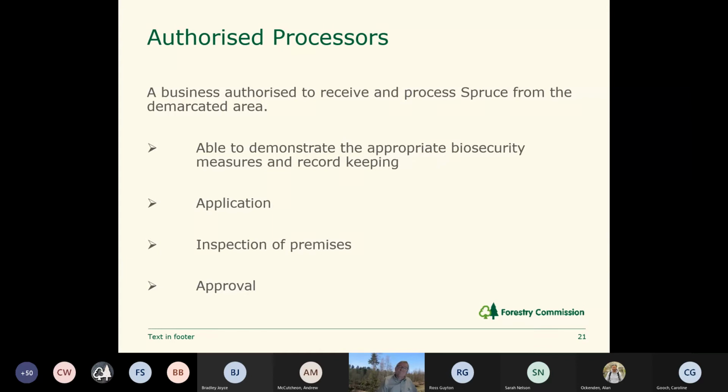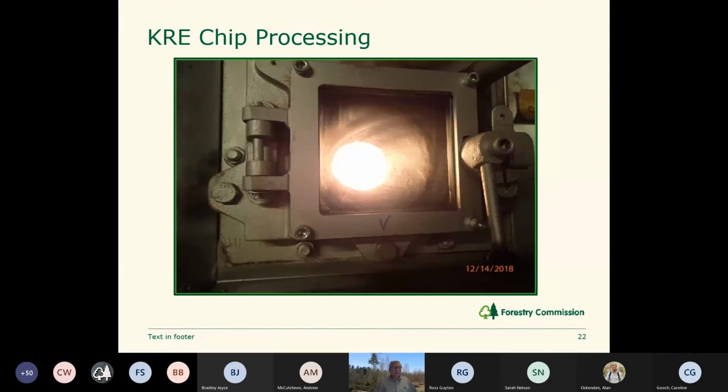the processor sites, in order to remove any risk of us transporting and spreading that beetle through in numbers that would likely lead to any breeding populations. So we have had limited number of processors at the moment who are authorised to take this material. The primary processor is the KRE chip power plant at Sandwich, and that's a very good site in from many perspectives.